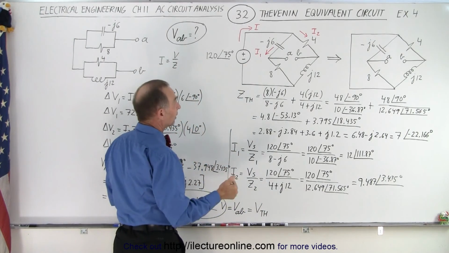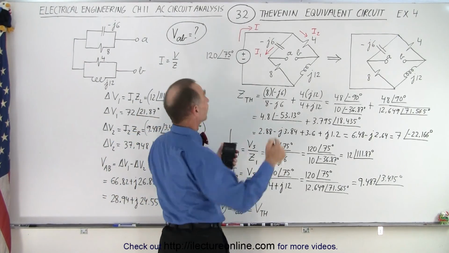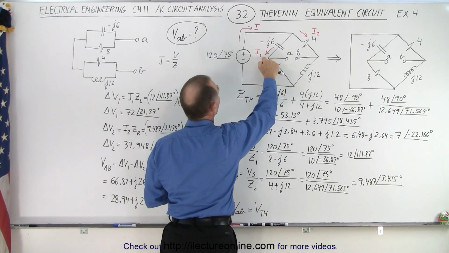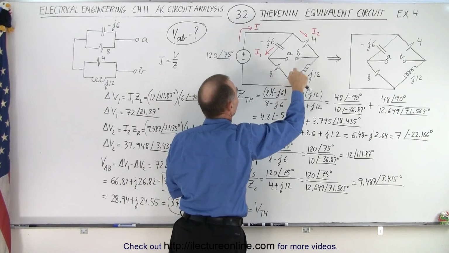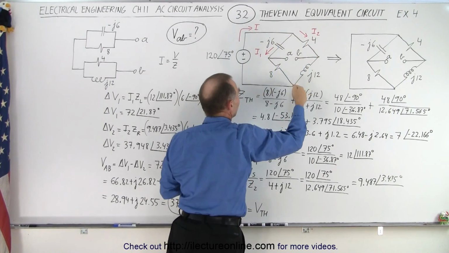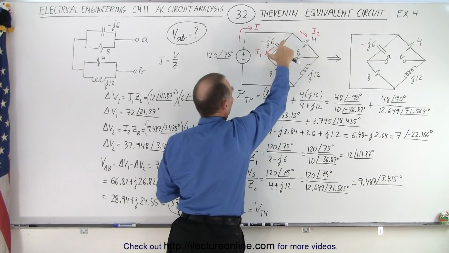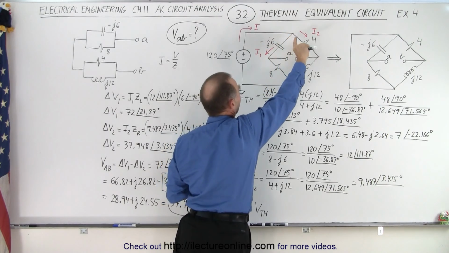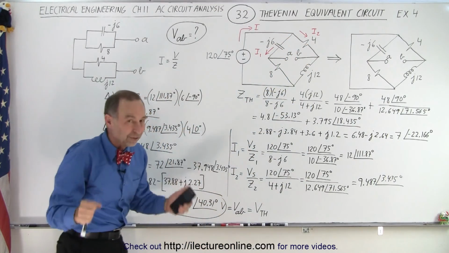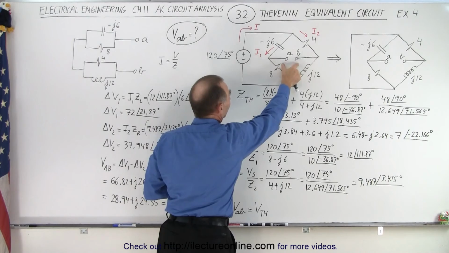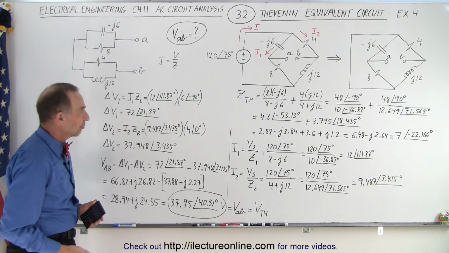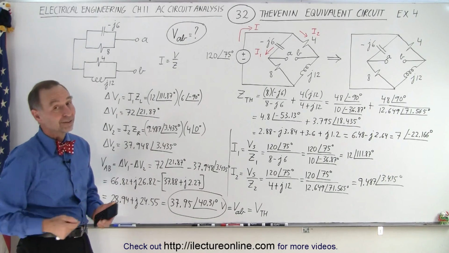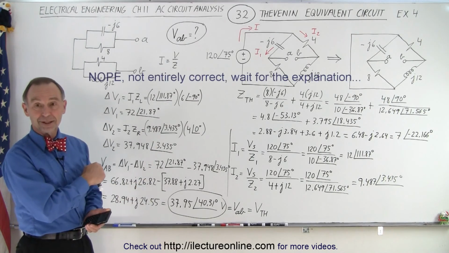And we did it by calculating the current through here and the current through there, by taking the total voltage divided by the impedance on the left side, and the total voltage divided by the impedance on the right side. Once we have the two currents, we can find the voltage drop here and the voltage drop there, and the difference in the voltage drop is going to be the voltage between A and B, which is therefore the Thevenin voltage from A to B. And that is how it's done. Let's hope it's correct.